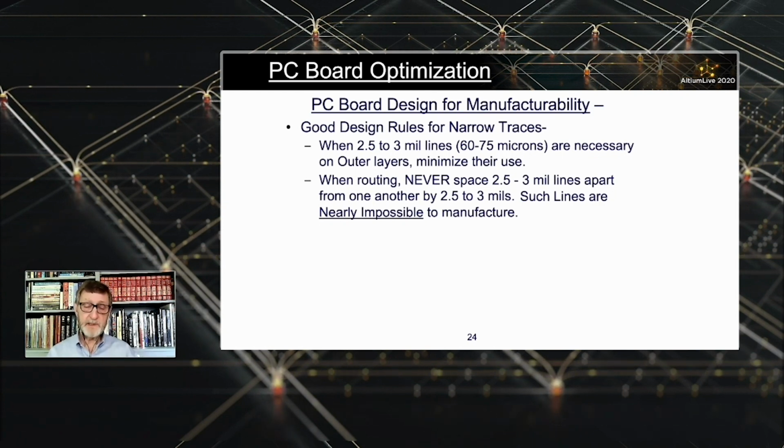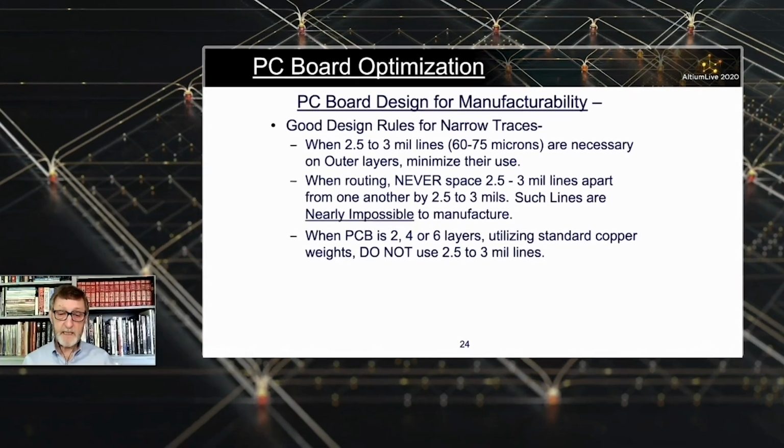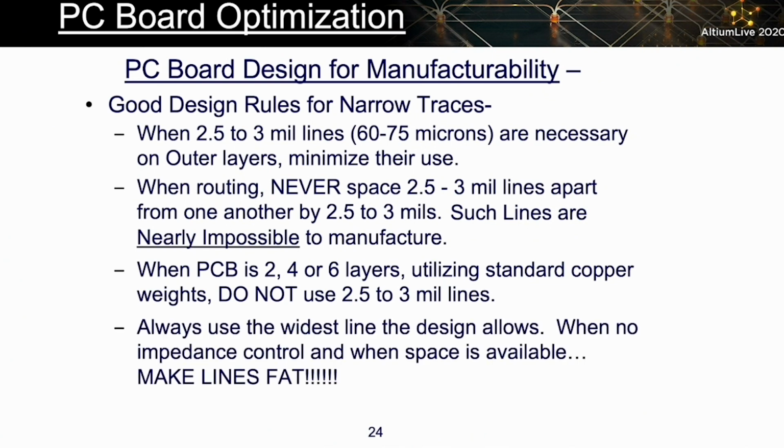Know, recognize the needs that they have to have, and live with them. When a PCB is 2, 4, or 6 layers utilizing standard copper weight, do not use 2.5 to 3 mil lines. Understand the needs. Always use the widest line that the design allows.